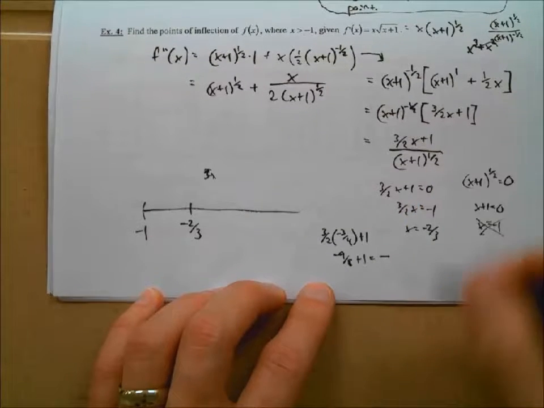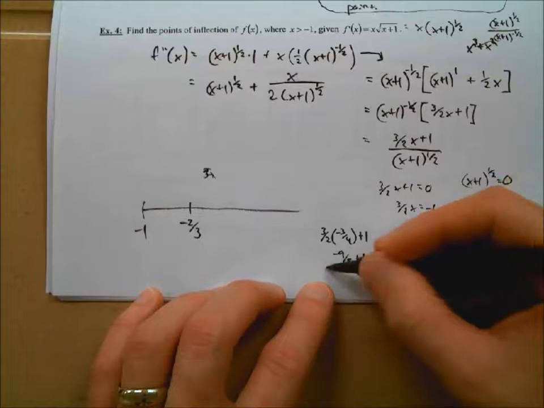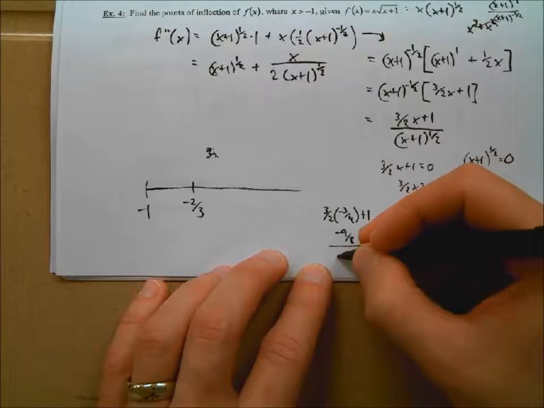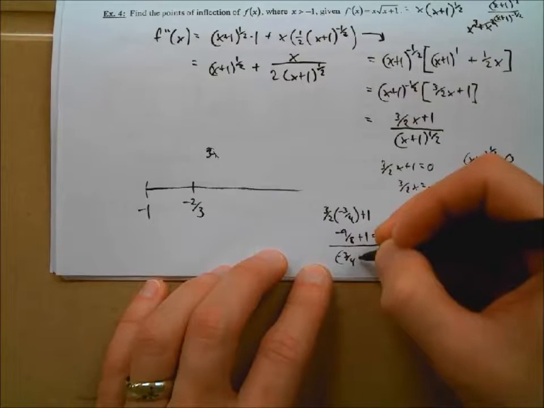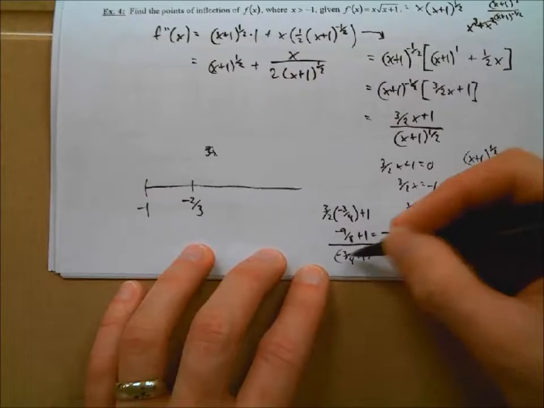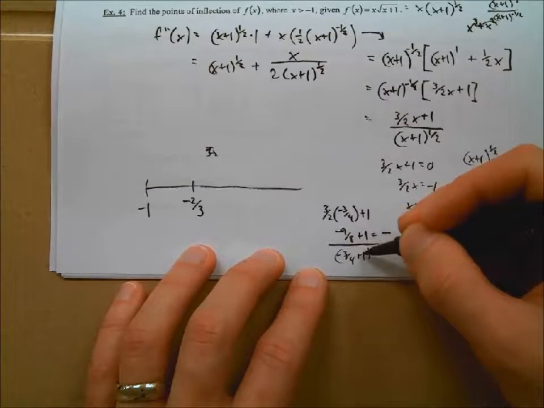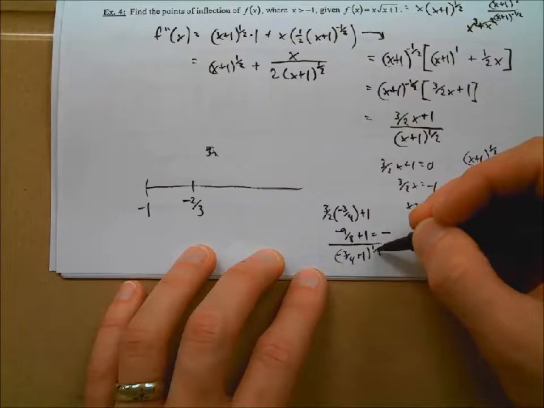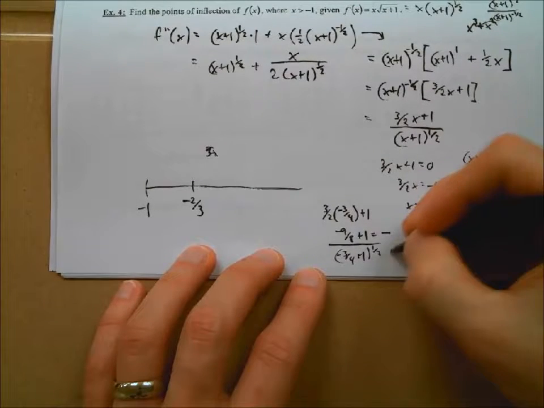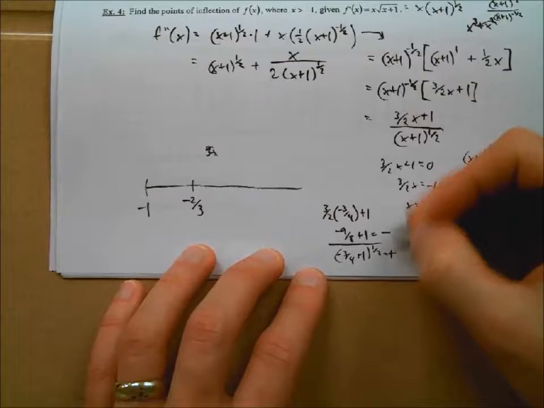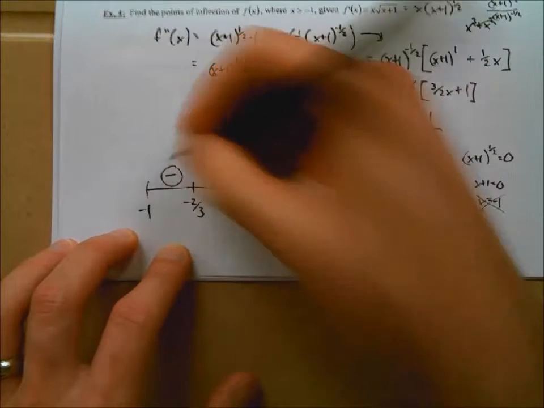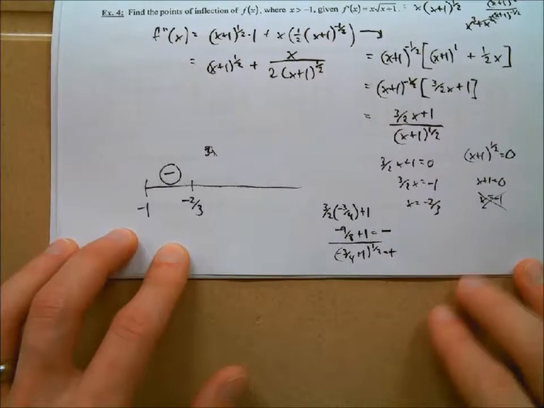And then we're going to do negative 3/4 over negative 3/4 plus 1 to the 1/2. But negative 3/4 plus 1 is positive 1/4. Square root of that will still be positive, positive 1/2. And so we have a negative divided by a positive, so negative overall. That one's a bit tricky with the fractions and stuff in there.